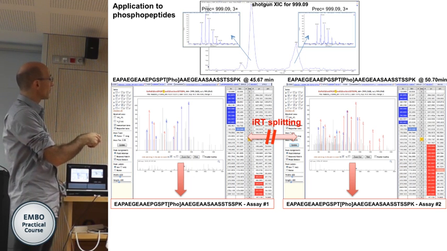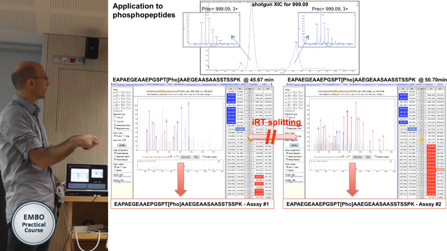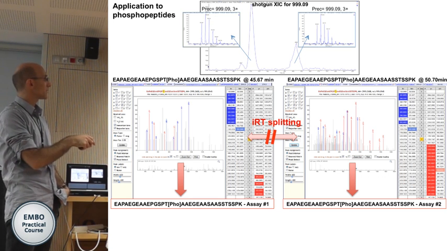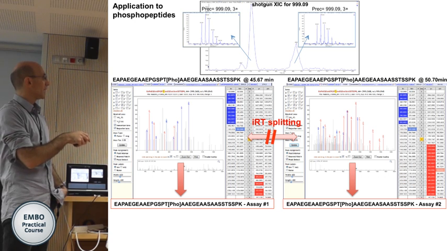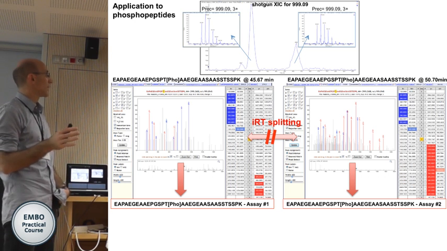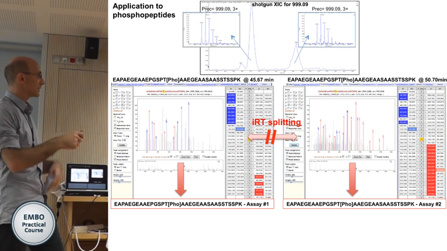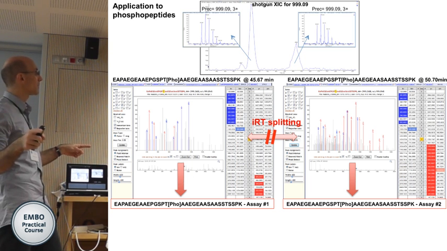So this is an example of a long phosphopeptide here. You see the first species was identified at 45 minutes, the second one at 50 minutes, so they're 5 minutes apart. And then I thought, I know my peak width should not be longer than 30 seconds, so it's not possible that the same peptide ID is identified 5 minutes apart from each other.